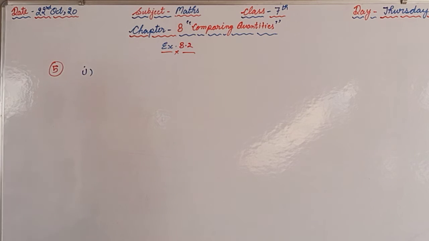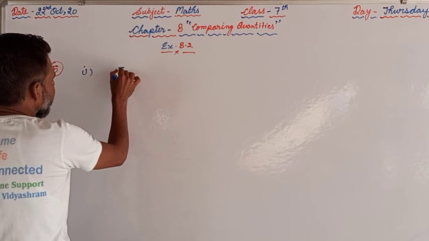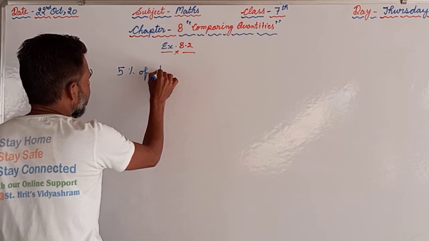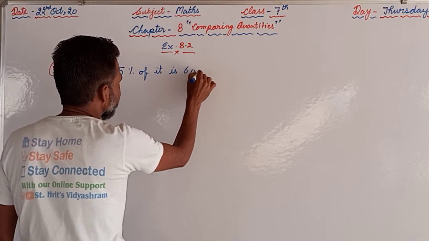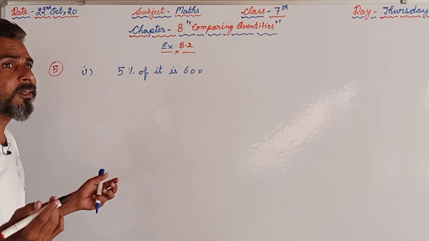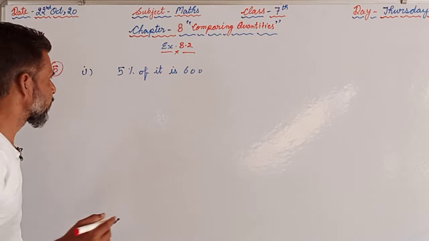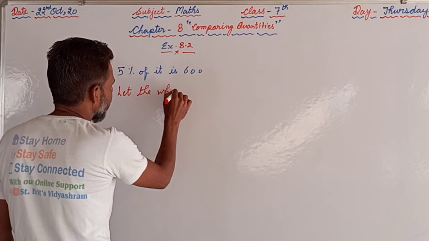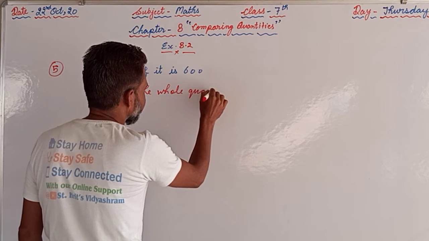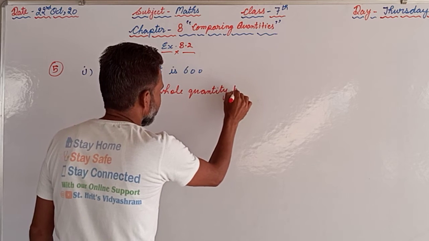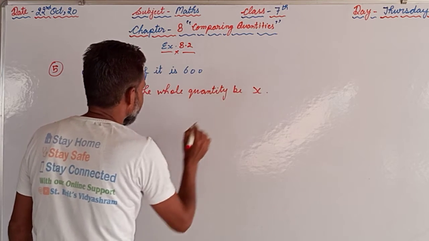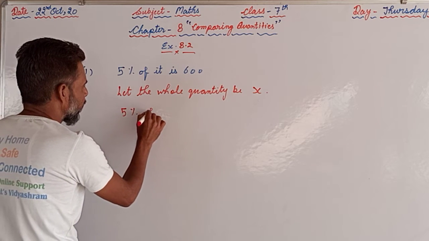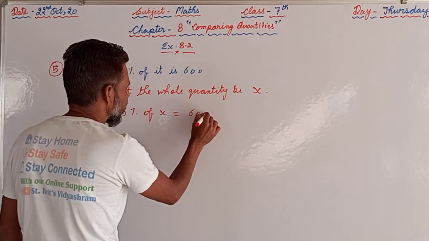First, find the whole quantity if 5% of it is 600. If 5% of it is 600, we have to find the whole quantity whose 5% is 600. Let the whole quantity be x. So 5% of x is 600, that is given.